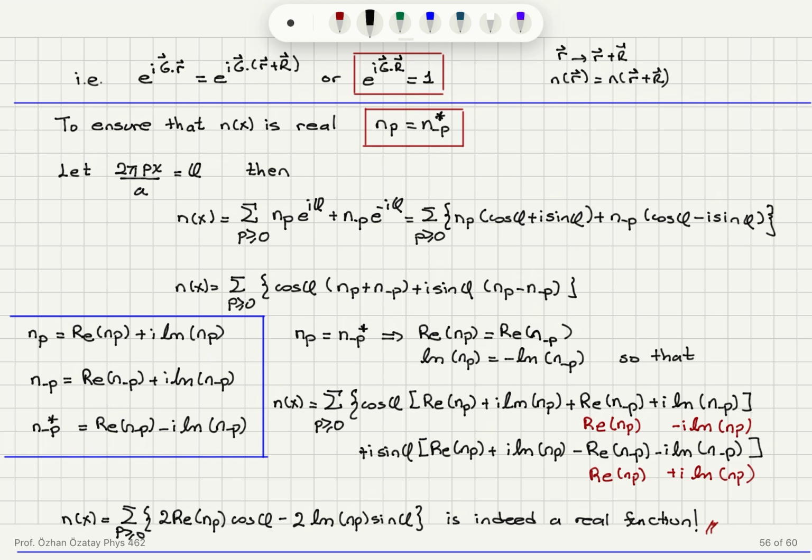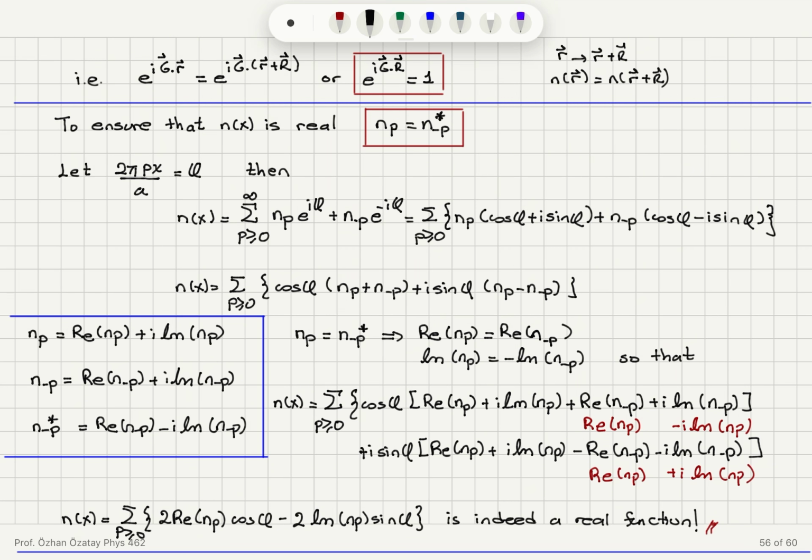Okay, so to show this, let's call 2 pi p x over a phi. Then we can rewrite this n of x as a sum over p greater or equal to 0 of n_p e to the i phi plus n_minus-p e to the minus i phi. So I have basically separated this into e to the i phi and e to the minus i phi terms, and that takes care of minus infinity to 0 and 0 to infinity. So if it's just a summation from p greater or equal to 0 to infinity, basically this is the same thing as the summation from minus infinity to plus infinity of n_p e to the i phi.